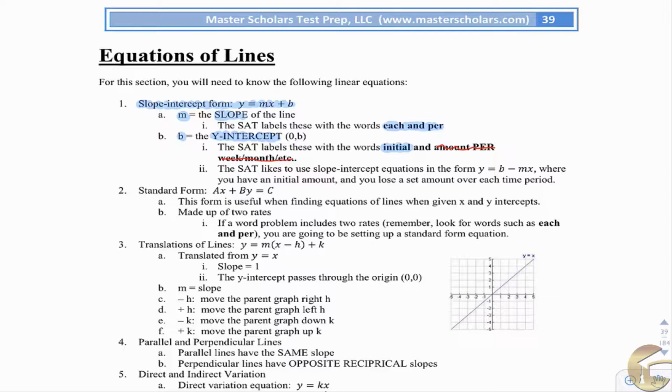Standard form is just going to be two rates. So you'll see Ax and By, that is a rate, and another rate. So you're going to see the word each and per used twice. So that's the easiest thing to catch there.